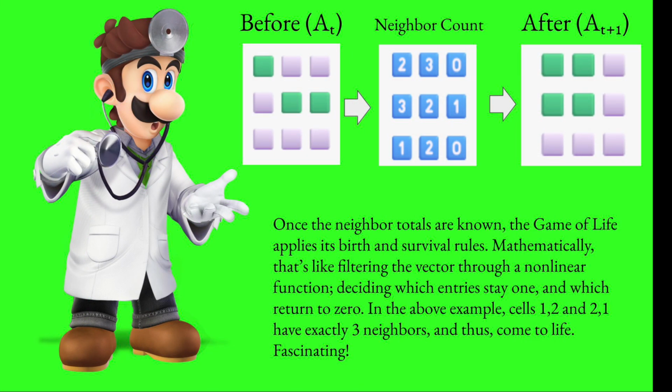Once the neighbor totals are known, the Game of Life applies its birth and survival rules. Mathematically, that's like filtering the vector through a nonlinear function, deciding which entries stay 1 and which return to 0. In the example shown, cells (1,2) and (2,1) each have exactly 3 neighbors, and thus come to life. Fascinating.